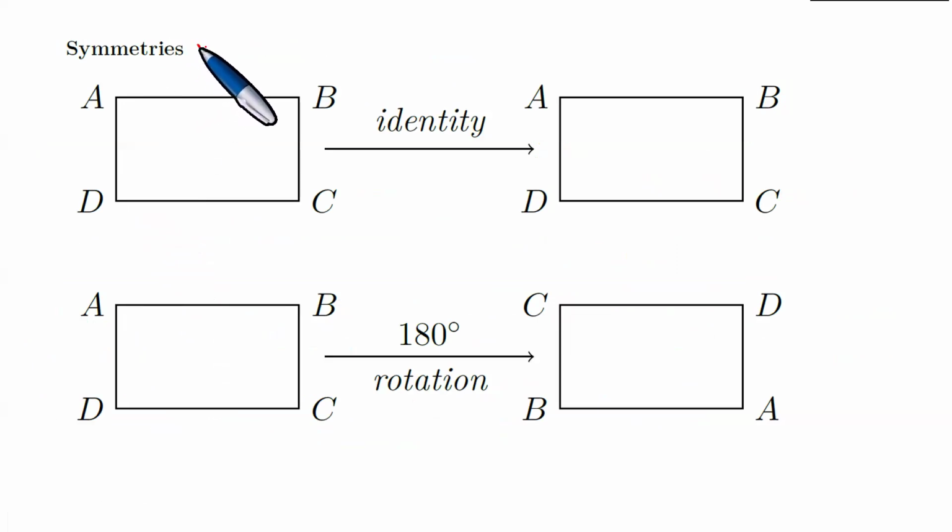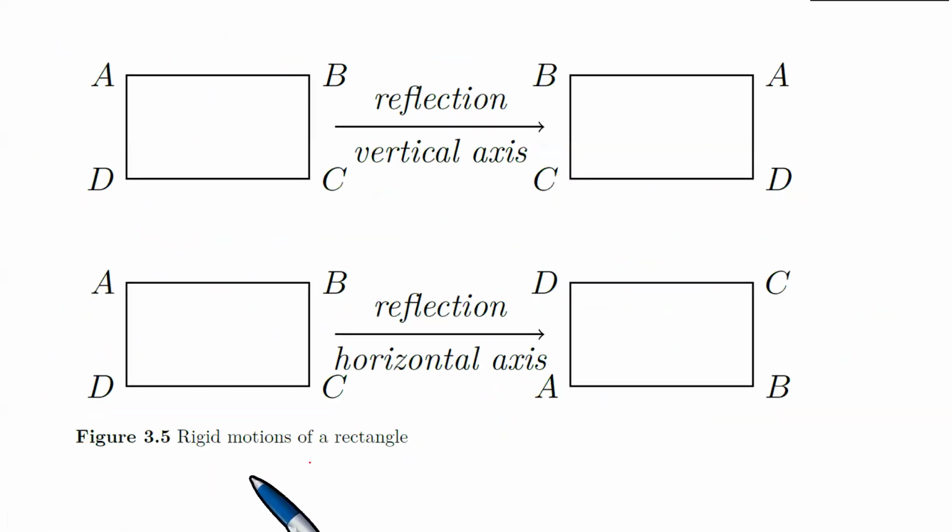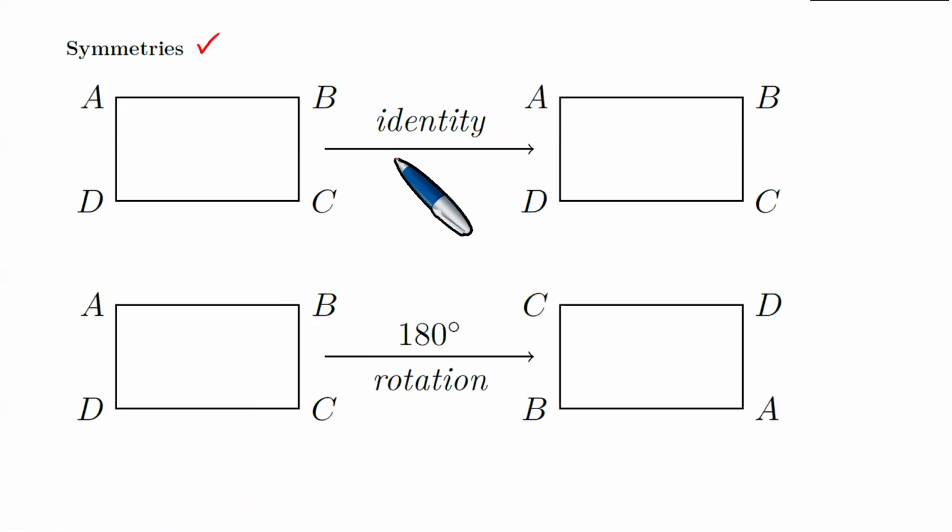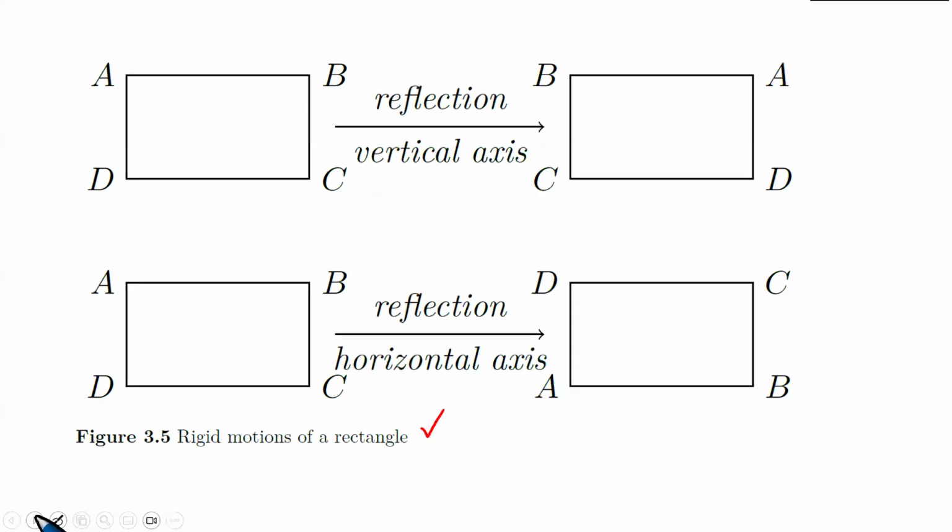The notion of symmetries obviously emerges as very, very important in this section on groups. Let us discuss symmetries. At this point, we're discussing these particular symmetries as indicated in figure 3.5, rigid motions of a rectangle. Let's look at the rigid motions of a rectangle. But first things first, the identity property.